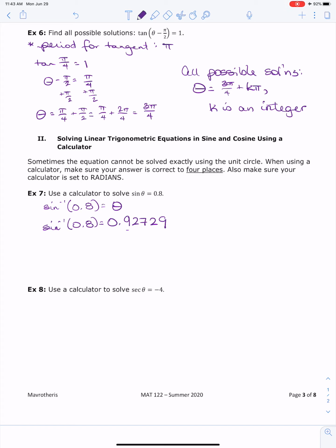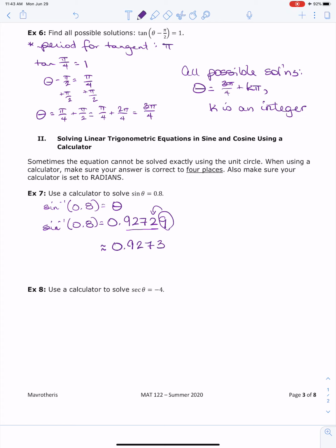I want to round correctly to 4 places. There are my 4 places. That means I look at the 5th place and decide if it's closer to 0.9272 or 0.9273. And since that 9 is above 5, we are going to round this up. And our theta is approximately 0.9273.